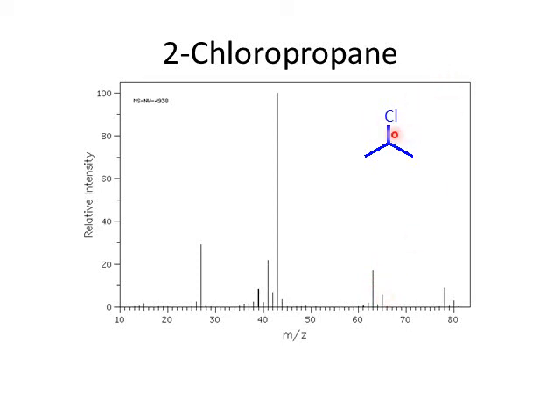What if we broke the carbon-chlorine bond? Well, if we broke that, we'd get a fragment that had 3 carbons and 7 hydrogens, and 3 times 12 is 36, plus 7 is 43, and look what our most common fragment is, this one here. And so our base peak, the largest peak, could be explained by just simply breaking the carbon-chlorine bond and looking at the 3-carbon fragment that was left.